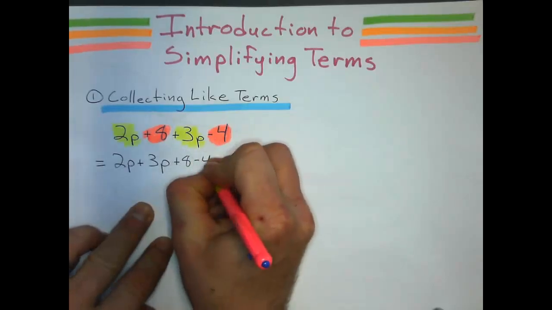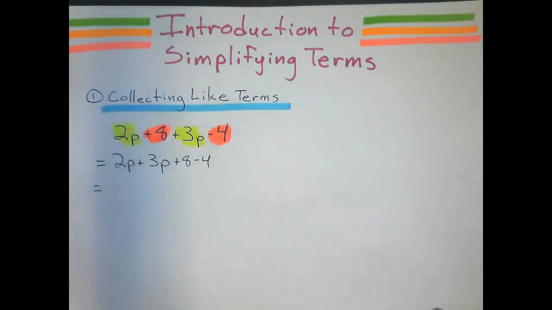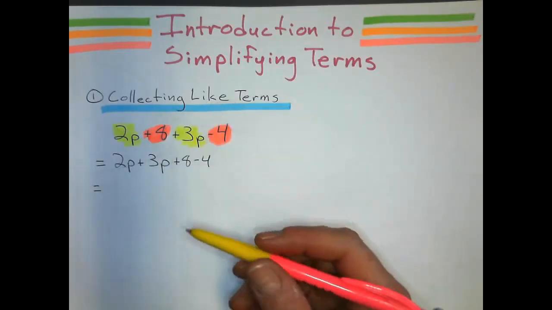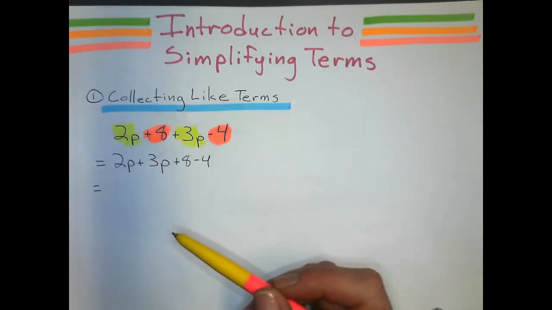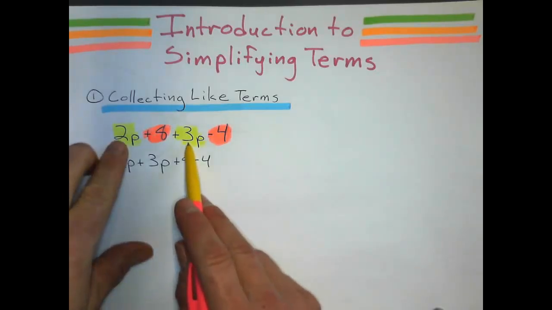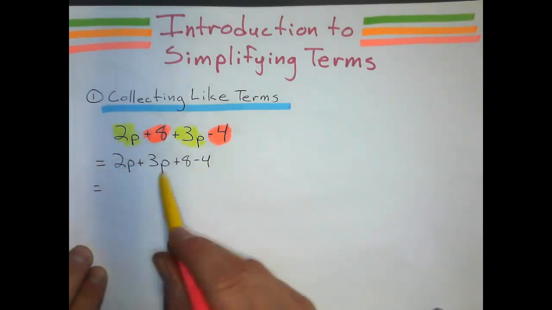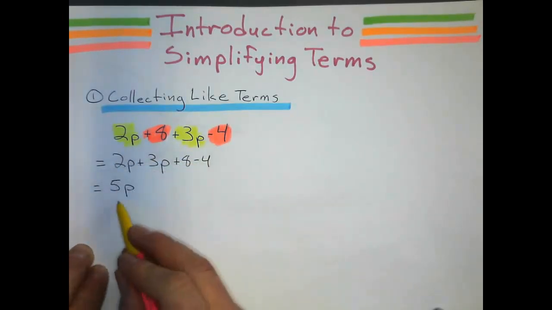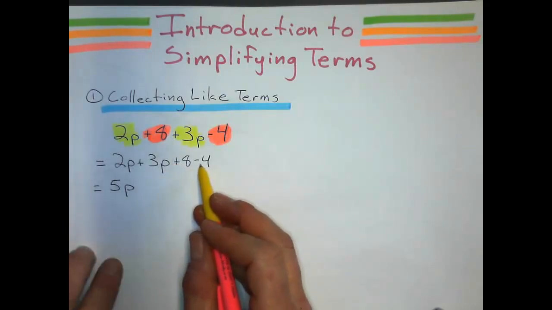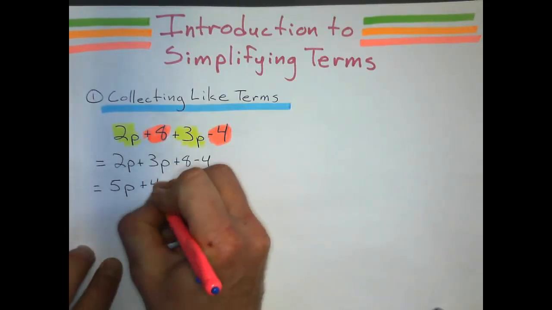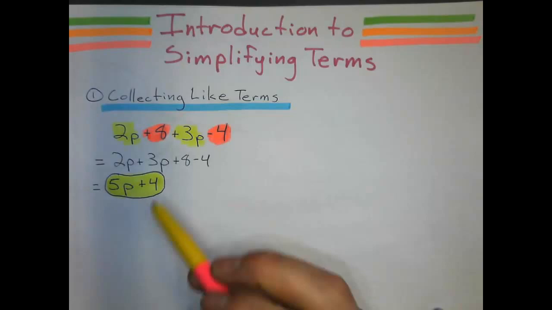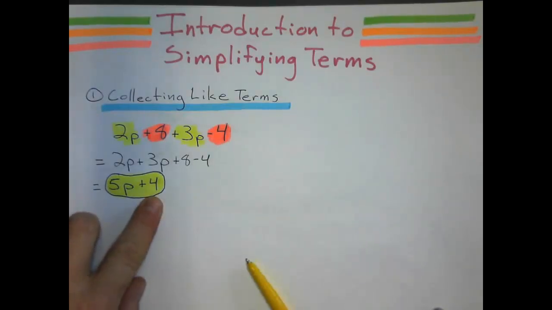Plus 8, minus 4. Now, the most important thing today is combining like terms just means combining their coefficients. And the coefficients are the numbers that are in front of the letter. So 2p plus 3p just means 5p, not 5p squared or anything like that. And positive 8 and minus 4 give me a positive 4. So my final simplified expression is 5p plus 4, and I cannot combine those anymore because that guy doesn't have a p right there.